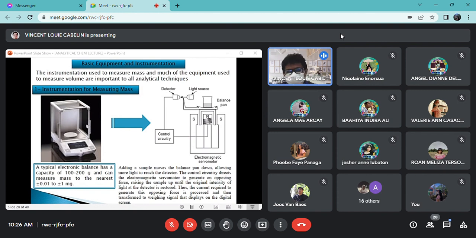Now, our discussion for today will focus on the basic equipment and instrumentation that we usually use in the laboratory for clinical chemistry or analytical chemistry laboratory.